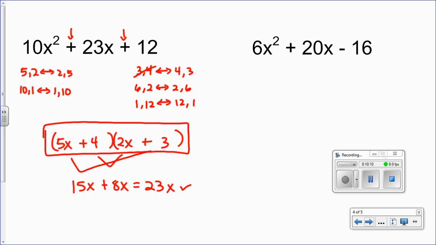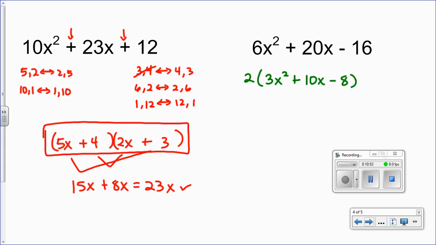I want to factor these trinomials completely. So something else that I need to check for, really before I even get started with my parentheses and my factors, is if I can take out a greatest common factor. So if I can do that distributive property backwards that we did a few lessons back. So meaning I'm looking at 6, 20, and negative 16, and I know that I can take a 2 out of all of those. So I can factor out this 2 first. So I get 3x squared plus 10x minus 8.